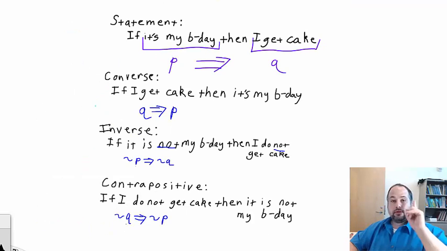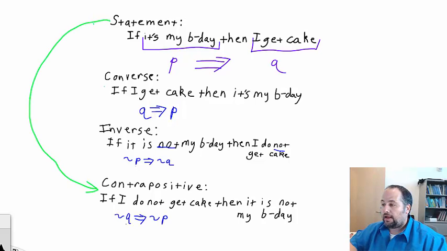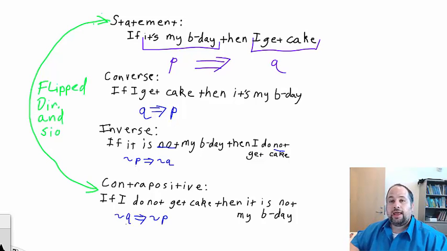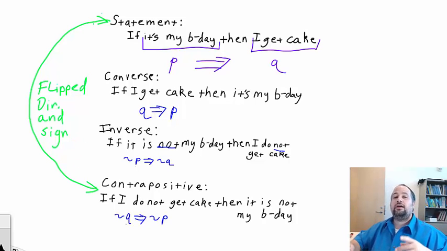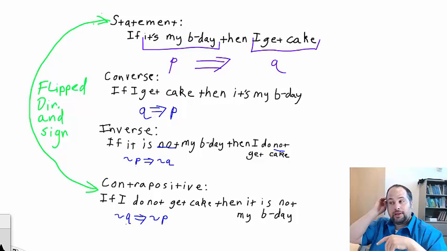Okay, key things I want to point out here. The statement and the contrapositive, what do you notice about them? They have a flipped direction and sign. Well, guess what? When you flip the direction and the sign, you don't change the meaning. So the statement and the contrapositive have the same meaning. If it is my birthday, then I get cake. If I do not get cake, then it is not my birthday. That has the same logical meaning.